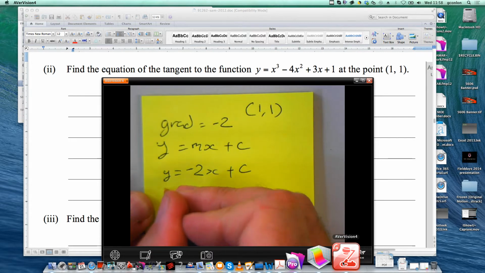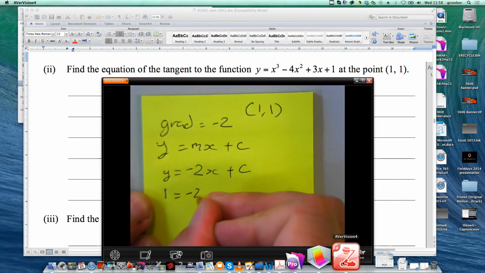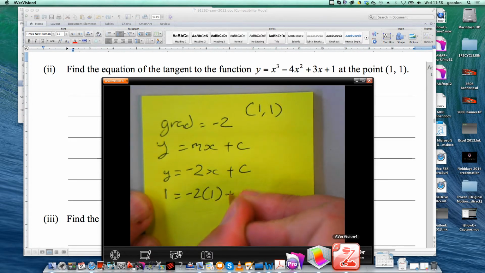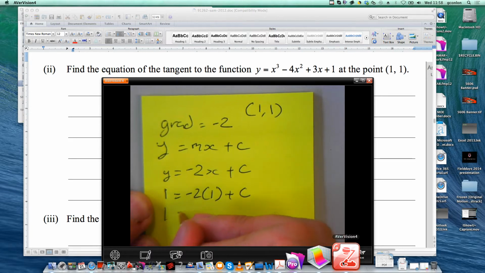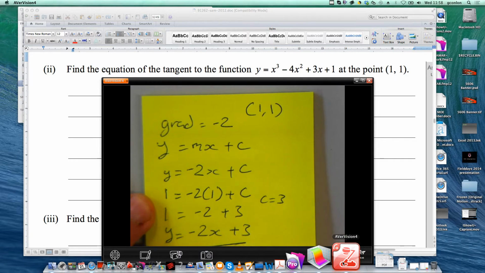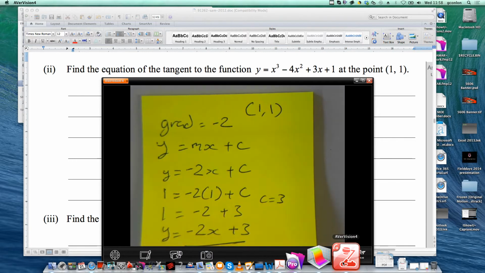So I can now write 1 equals negative 2 lots of 1 plus c. So 1 equals negative 2 plus 3. Is that right? So c must be 3. So now I can write my answer. y equals negative 2x plus 3. And that's the answer to the question. And that's my merit mark.